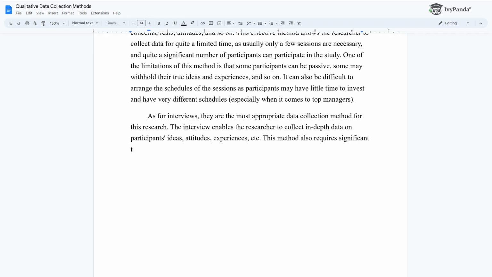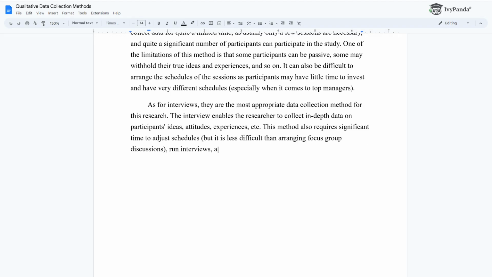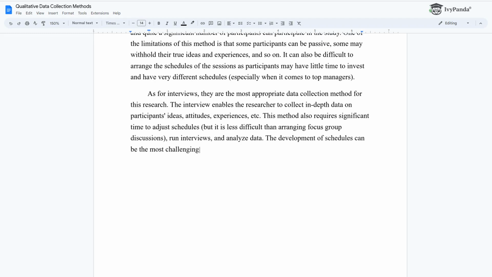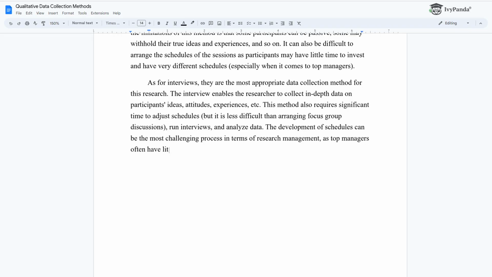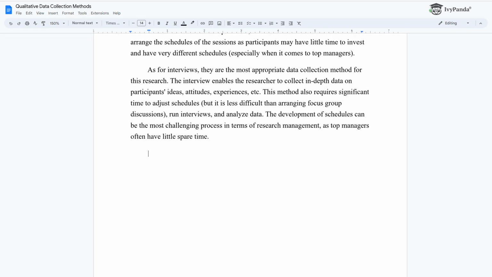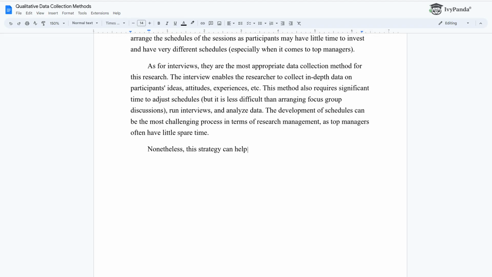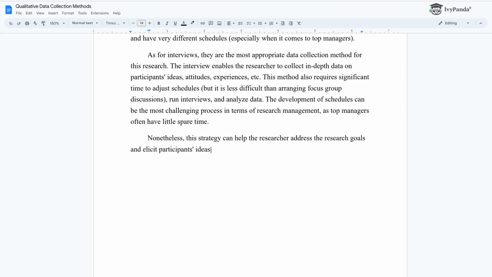This method also requires significant time to adjust schedules, but it is less difficult than arranging focus group discussions, run interviews, and analyze data. The development of schedules can be the most challenging process in terms of research management, as top managers often have little spare time. Nonetheless, this strategy can help the researcher address the research goals and elicit participants' ideas on the matter.